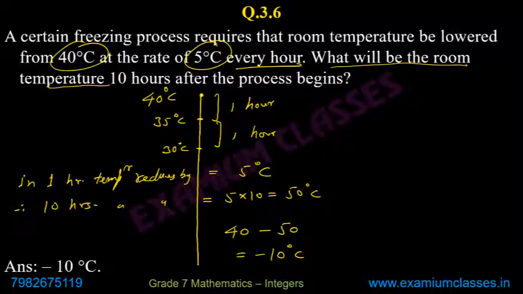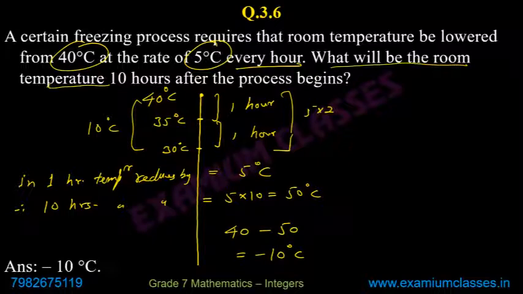It is like that, that in 1 hour, it got reduced by 5. In 2 hours, it got reduced by 5 into 2. That is 10 degrees Celsius, 40 to 30. In 3 hours, 15 degrees Celsius. In 4 hours, 20 degrees Celsius, like that. So we can apply unitary method here.